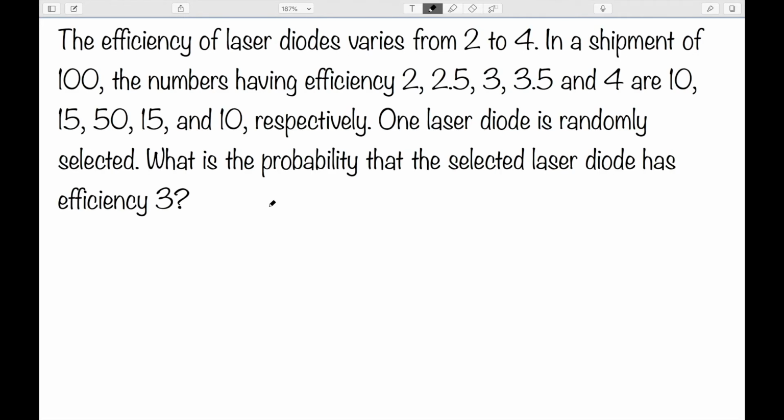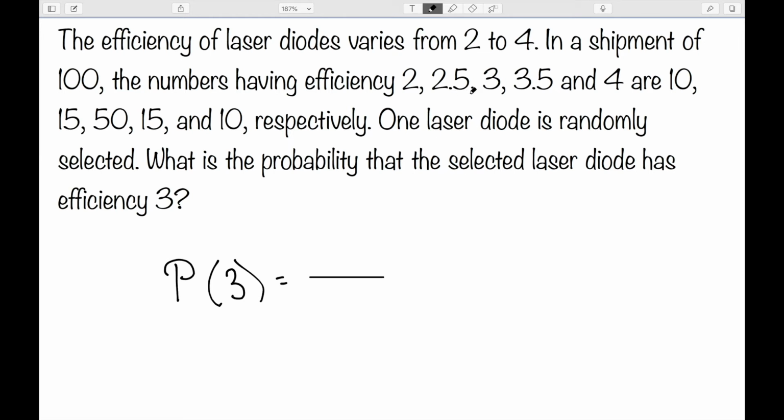The efficiency of laser diodes varies from 2 to 4. In a shipment of 100, the numbers having efficiency 2, 2.5, 3, 3.5, and 4 are 10, 15, 50, 15, and 10 respectively. We're going to select one laser diode at random. What is the probability that the selected laser diode has efficiency 3? So we want to know the probability that the efficiency is 3.